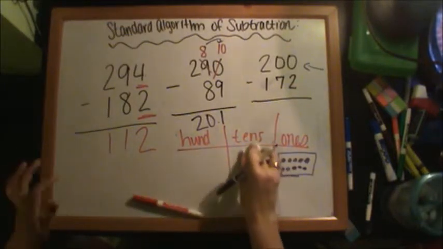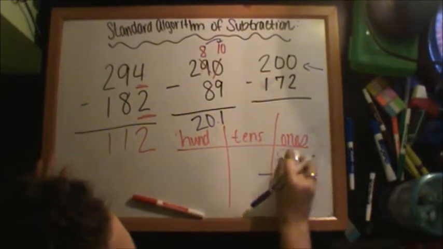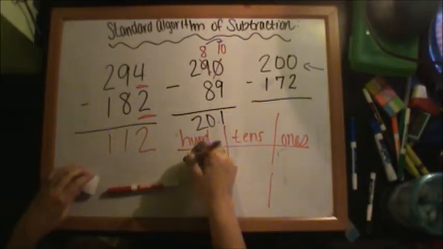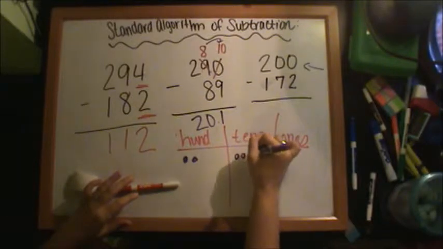Okay, so I'm going to show this on the place value chart a little bit better than I just did. A little more context. So I have 2 hundreds. I have 9 tens.